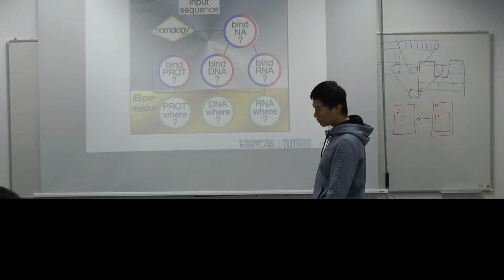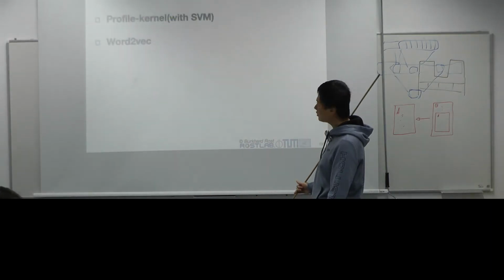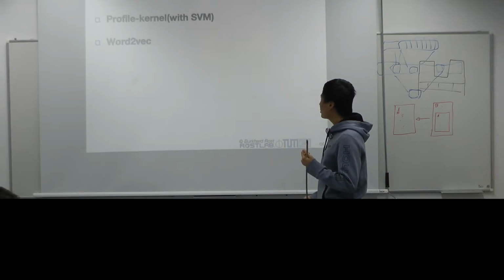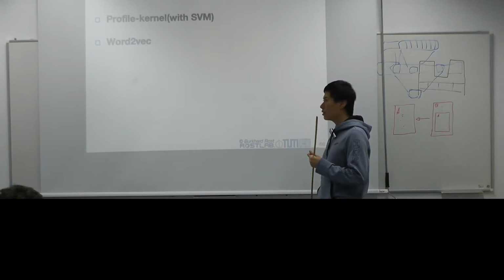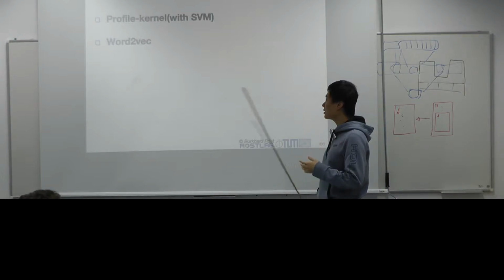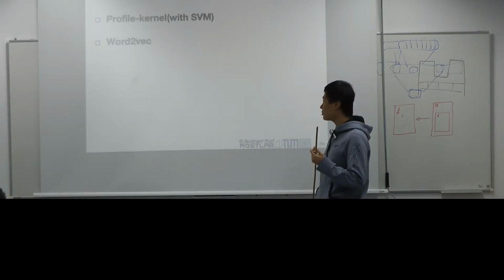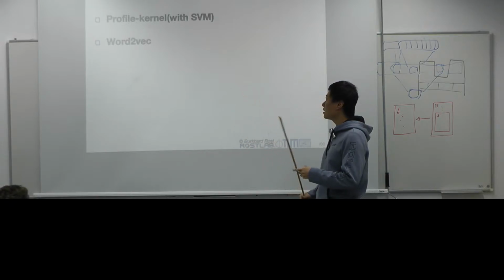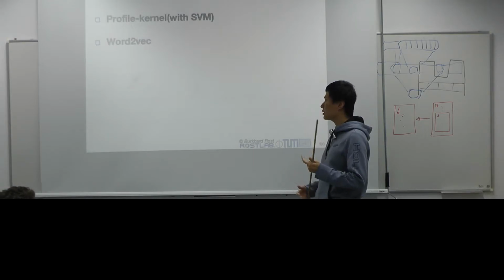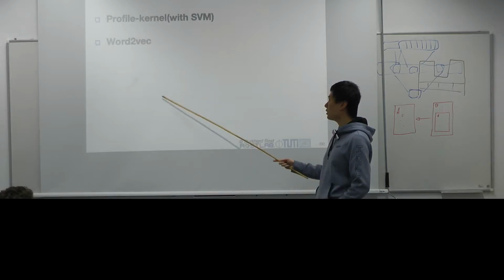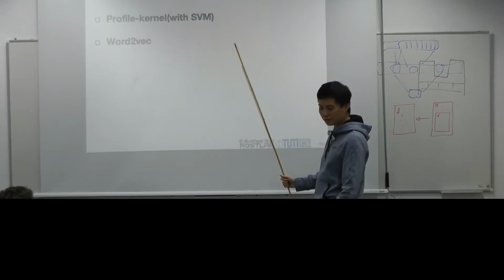So now we can move to the first step, the protein level training. In protein level training, I tested 2 different algorithms. The first is profile kernel with support vector machine, and the second one is Word2Vec. Profile kernel is a sequence alignment based method, which means it depends on PSI-BLAST. And Word2Vec is a natural language processing based method, which means it is alignment independent, and the alignment independence makes Word2Vec much faster than the profile kernel.